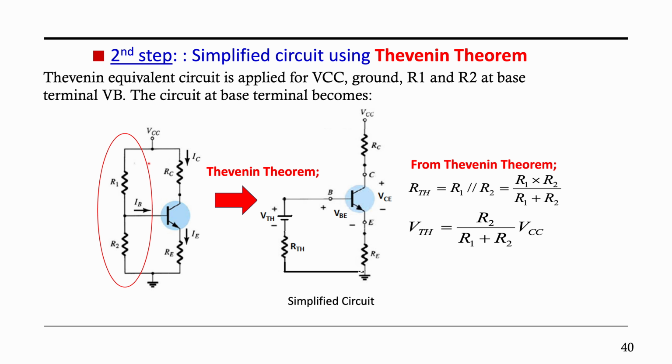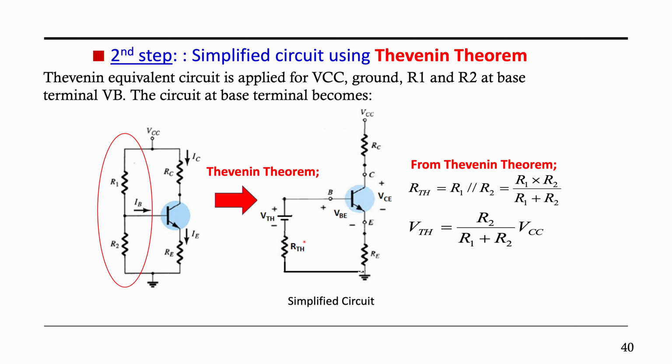How? We need to simplify R1 and R2. So your VCC will no longer be in your simplified circuit. Instead of VCC, it will become V Thevenin, and instead of R1 and R2, it will become R Thevenin. We want to simplify this to become a simplified version at the base. Hence, we need to use the Thevenin theorem.